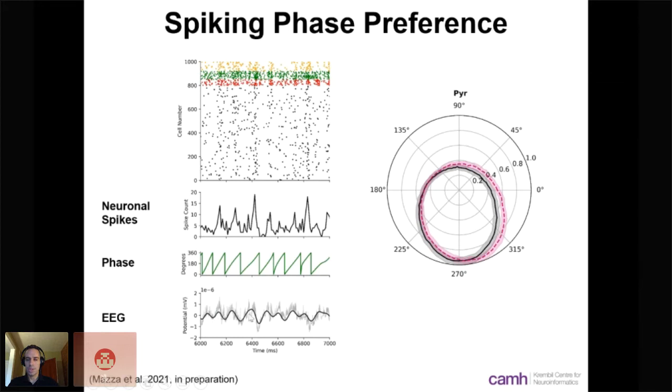EEG signals. And for that, what we usually do is we extract the phase using the Hilbert transform envelope of the signal. And then we just count the spikes. When do they happen in relation to the phase, right? And then we do a phase plot.